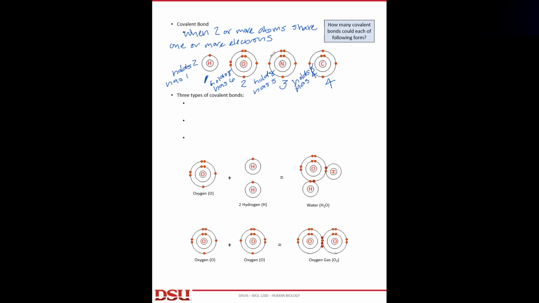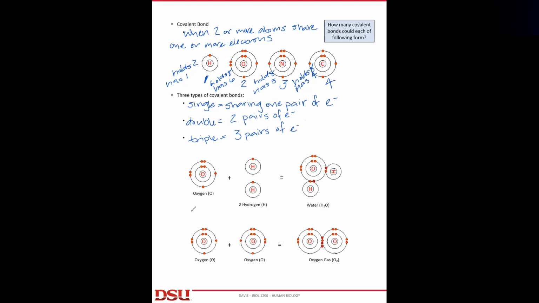Okay, depending on how many electrons there are available, covalent bonds can either be single, meaning you're sharing one pair of electrons, double, meaning you're sharing 2 pairs, or triple, sharing 3 pairs.